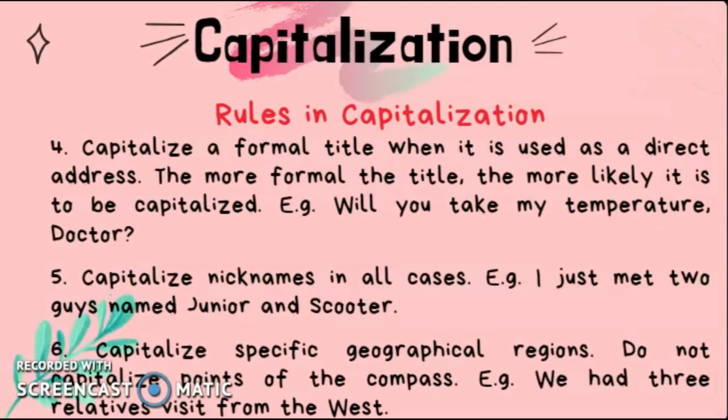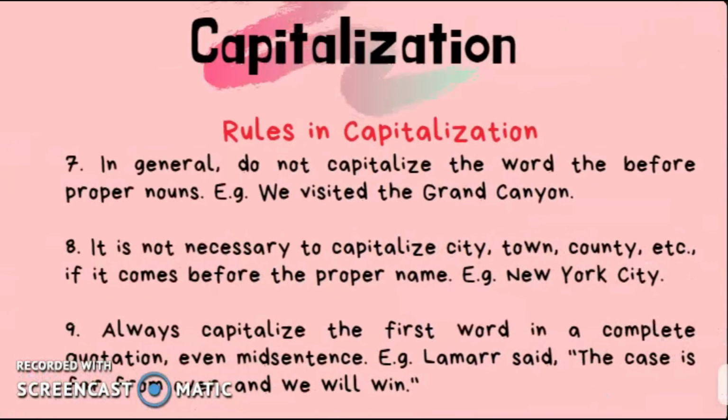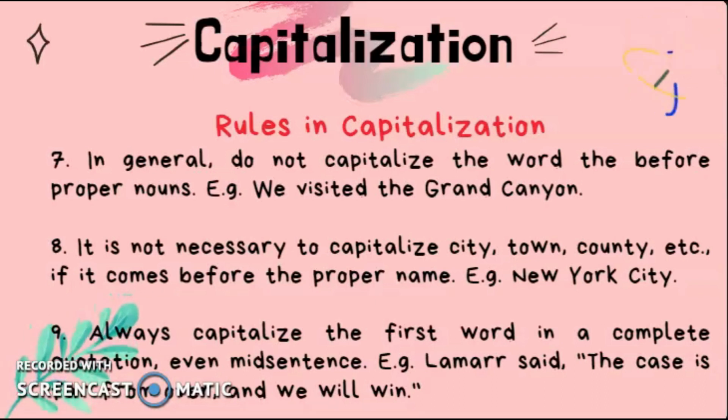Fourth, capitalize a formal title when it is used as a direct address. The more formal the title, the more likely it is to be capitalized. Next, capitalize nicknames in all cases. Sixth, capitalize specific geographical regions. Do not capitalize points of the compass. 7th, in general, do not capitalize the word the before proper nouns. 8. It is not necessary to capitalize city, town, country, etc. if it comes before the proper name.